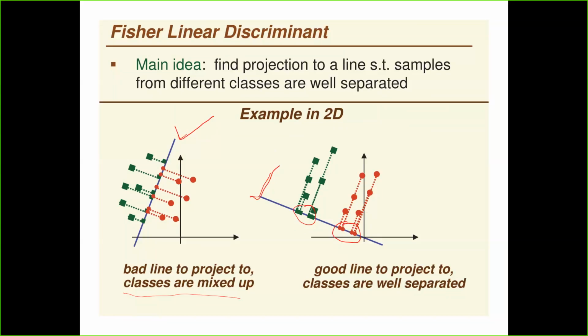You know the reason why? Why is it a bad line? Why is it a good line? In this line, when you project the data points, the classes are mixed up. Points from the two different classes are mixed up. They are not well separated. Whereas if you project onto this line, classes are well separated even in the projected space. That's why it is a good line to project. That's what we're saying, right?